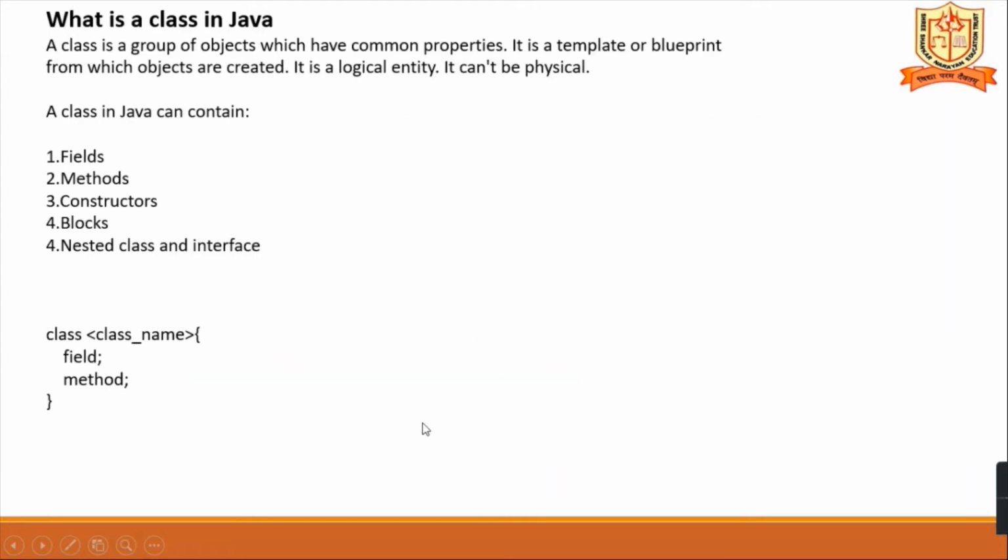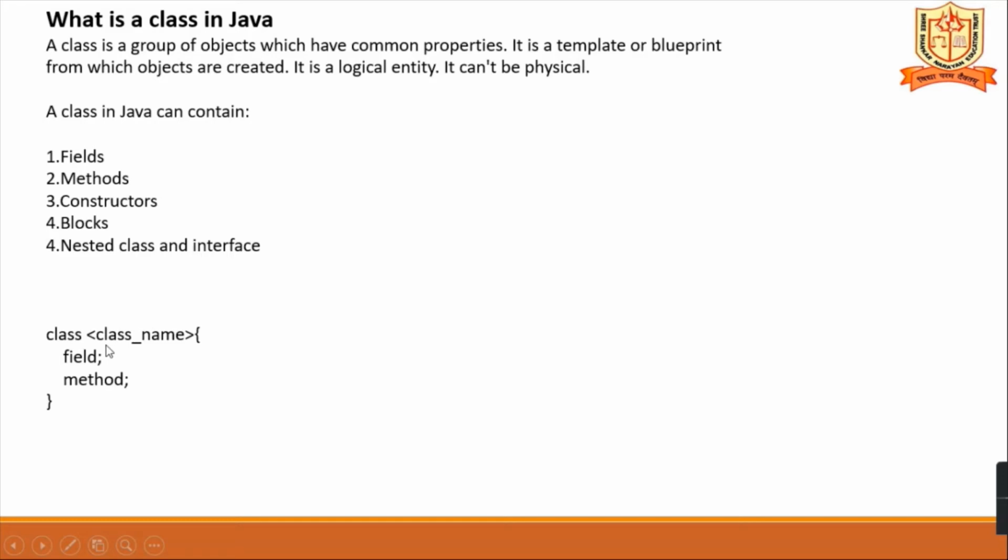Is it clear? An object occupies space. A class does not occupy space. A class is a group of objects which have common properties. It is a template or blueprint. Class के अंदर क्या रहेगा? A class can contain fields, methods, constructors and blocks.